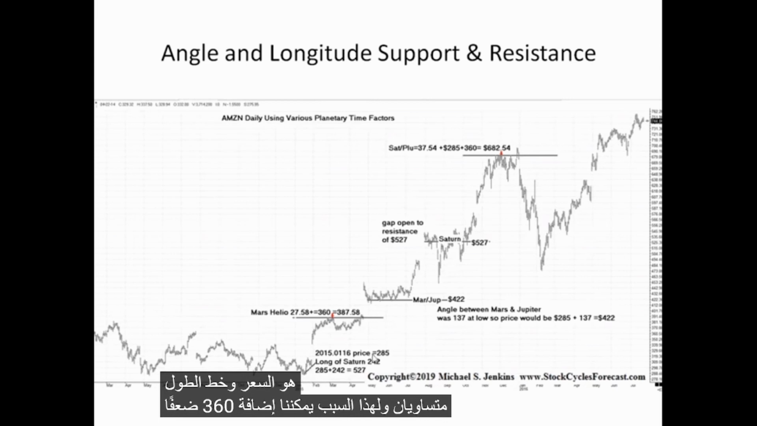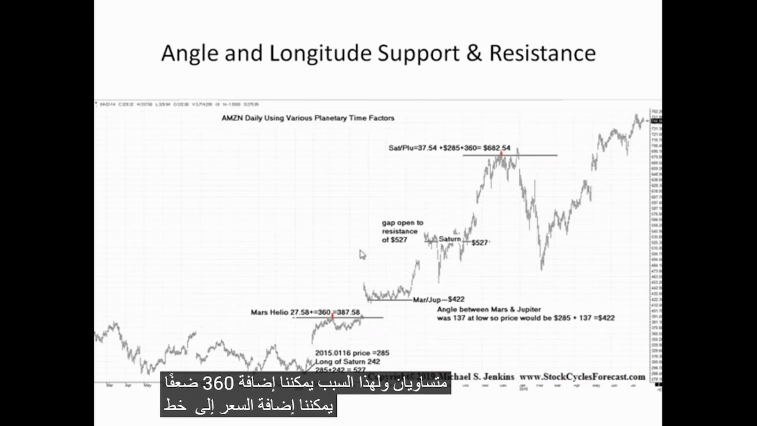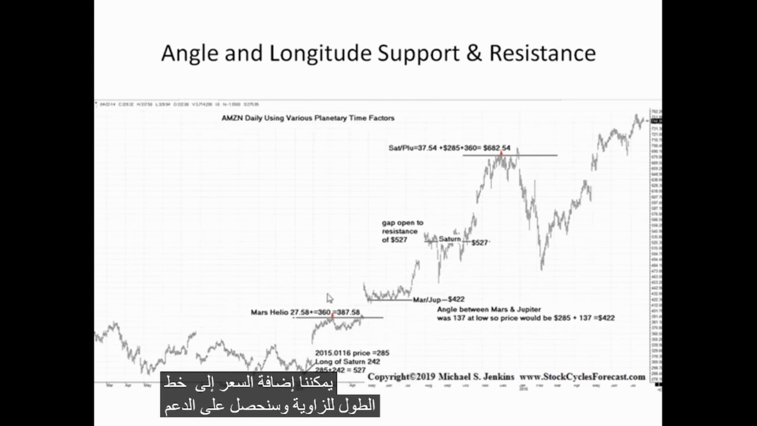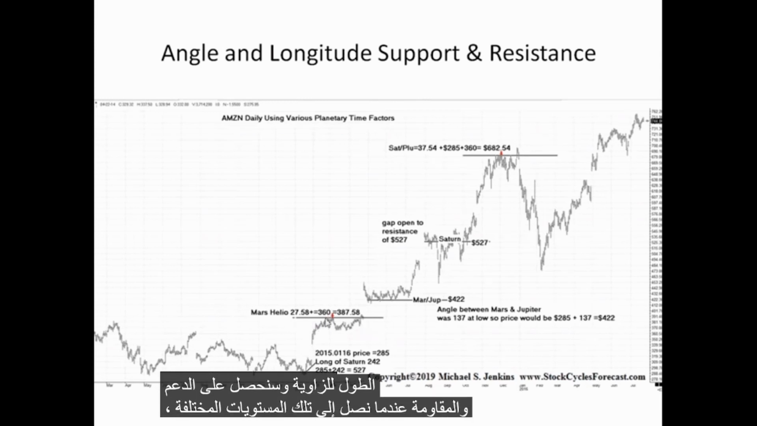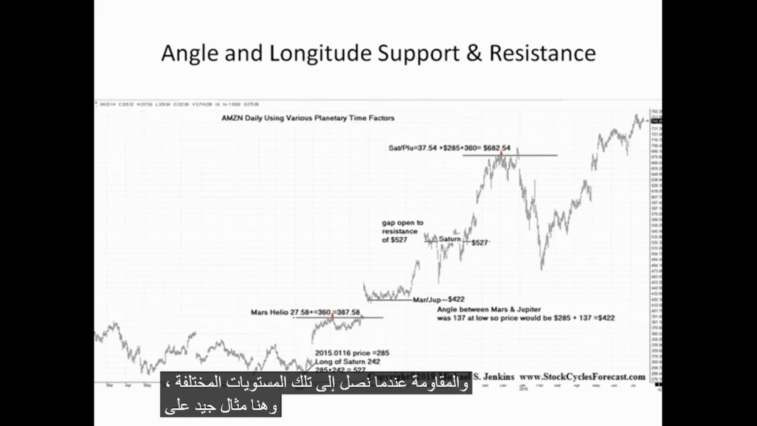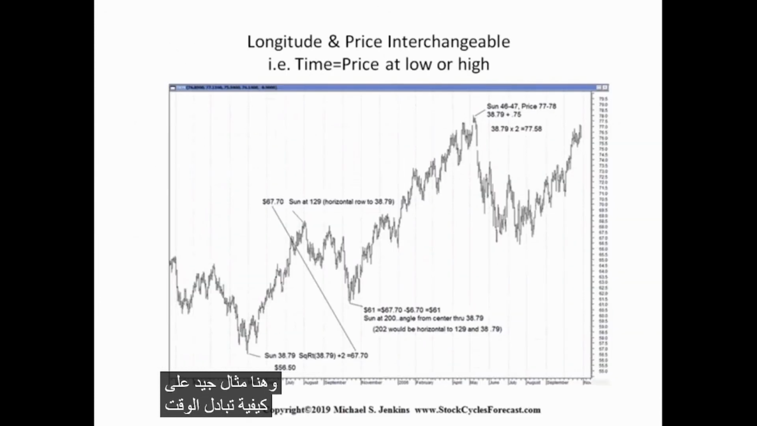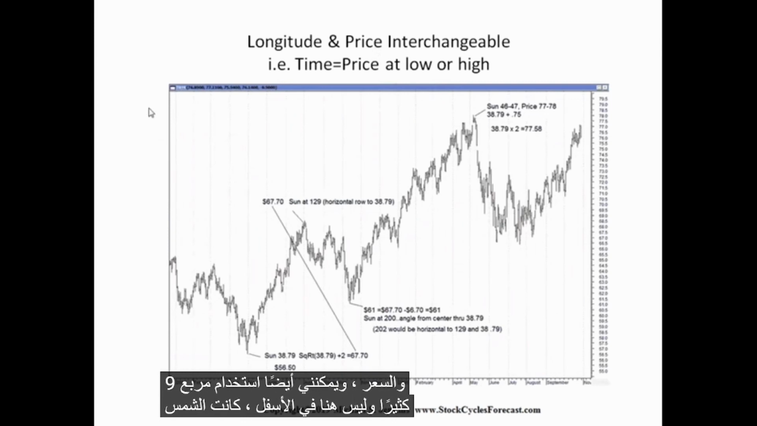And that's why we can add 360 multiples, we can add the price to the longitude, to the angle, and we will get support and resistance when we get to those various levels. Here's a pretty good example of how they're interchangeable, time and price, and also why Gann used the square of 9 so much. Note down here the sun was at a longitude of 38.79.